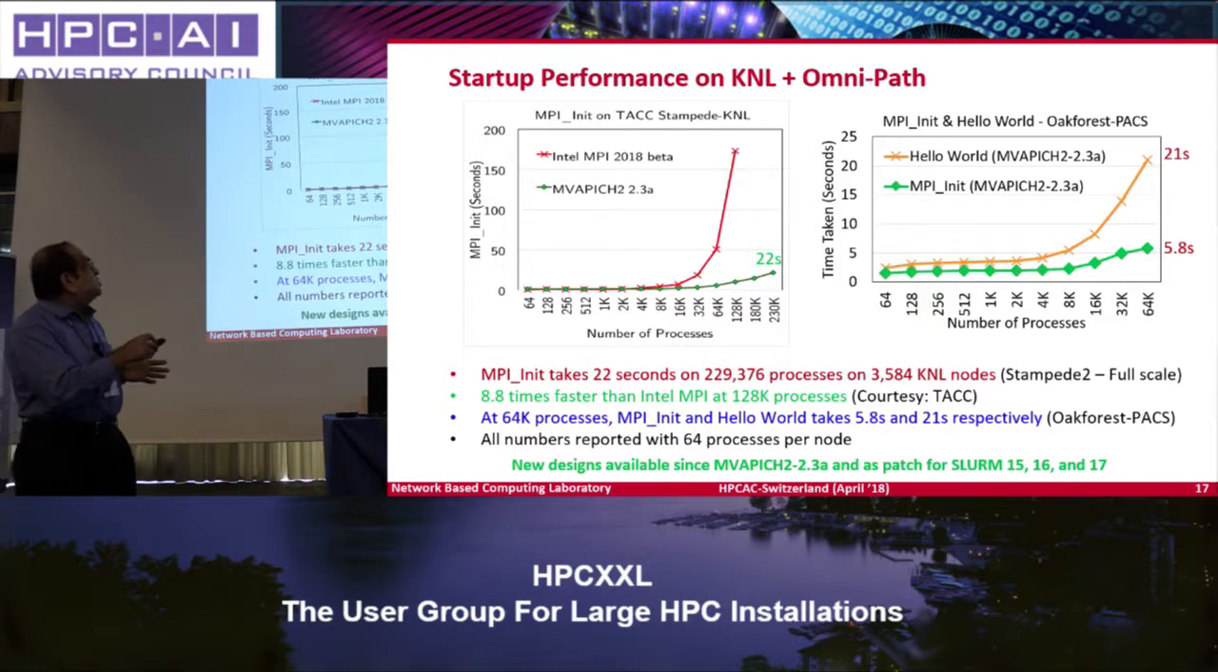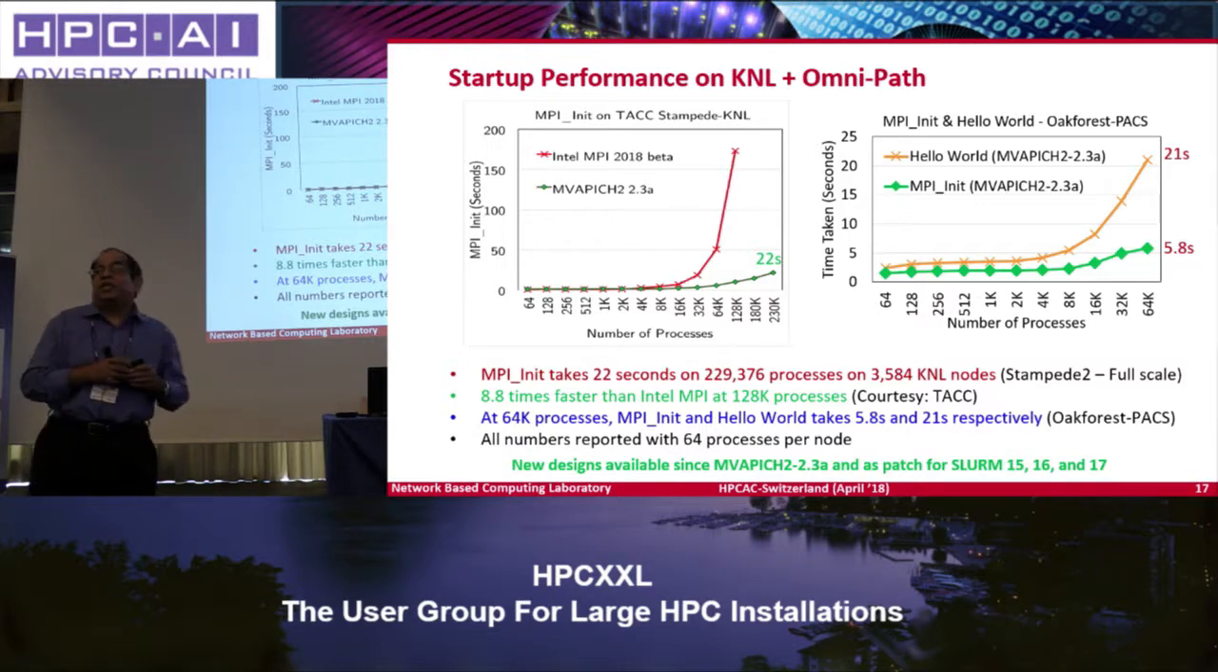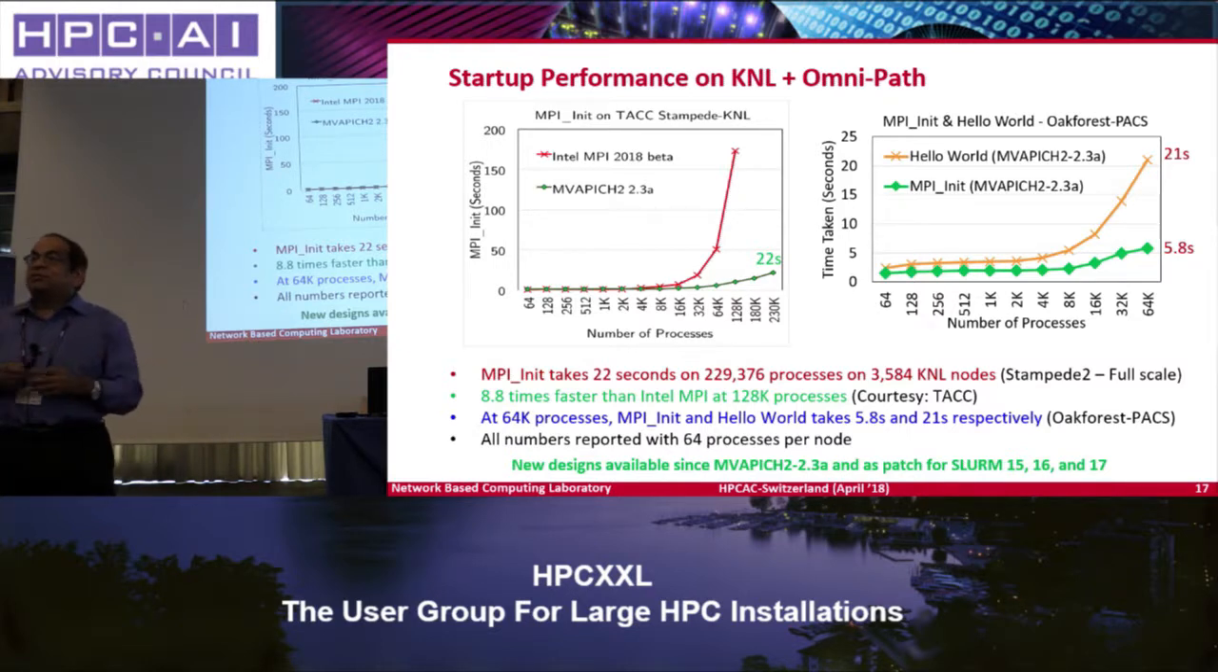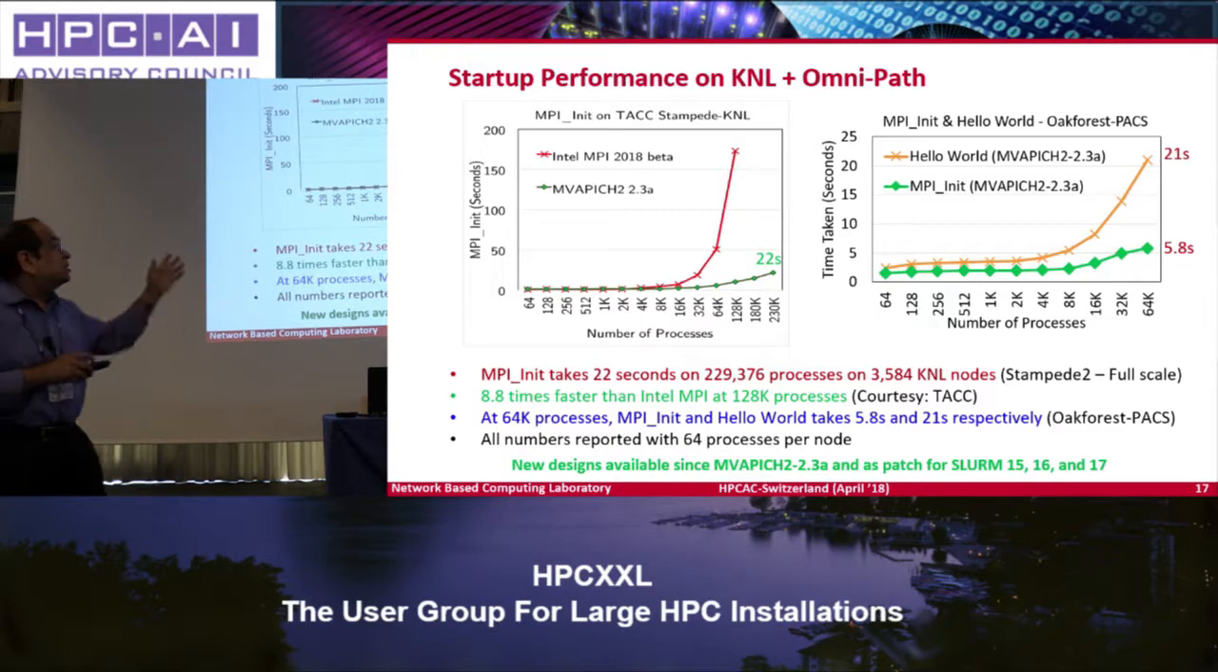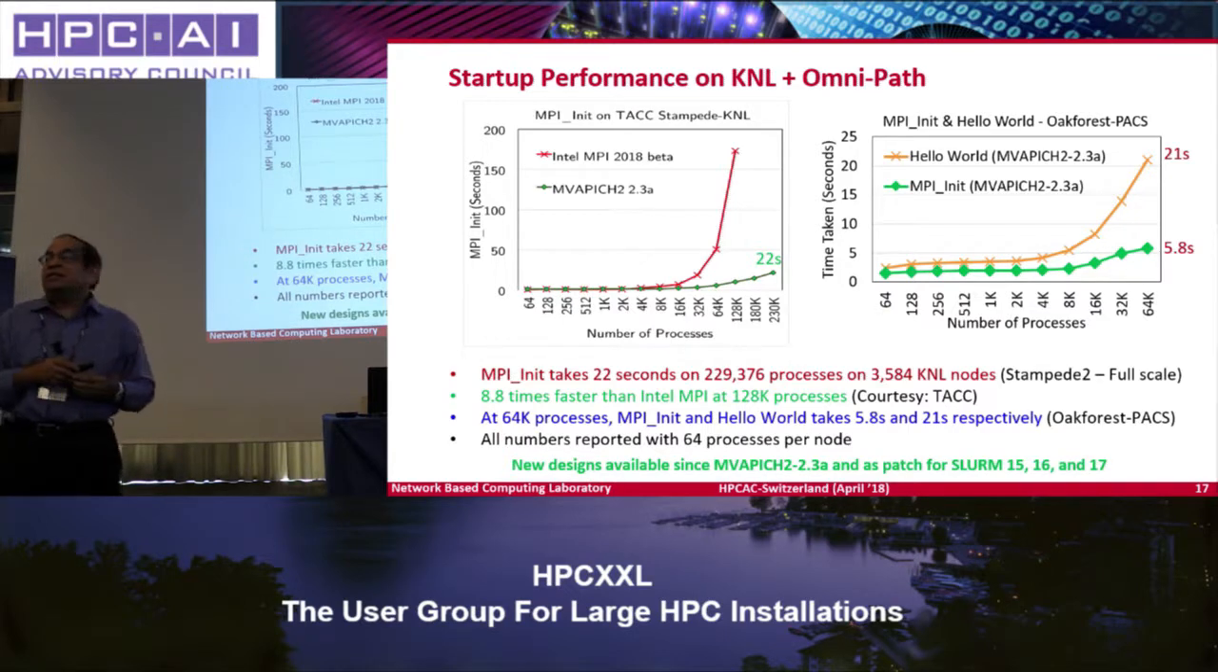Here, this is an Omni-Path system with KNL, Stampede2, at TACC, the Texas Advanced Computing Center. It has the full scale: 3,584 KNL nodes, and the number of processes is 230,000 cores. If I start an MPI job with 230,000 cores, I can actually finish it in 22 seconds only, with all the jobs starting to run. Compared to that, if you see other libraries like Intel MPI 2018, they start bending, even starting from 8K, 16K processes.